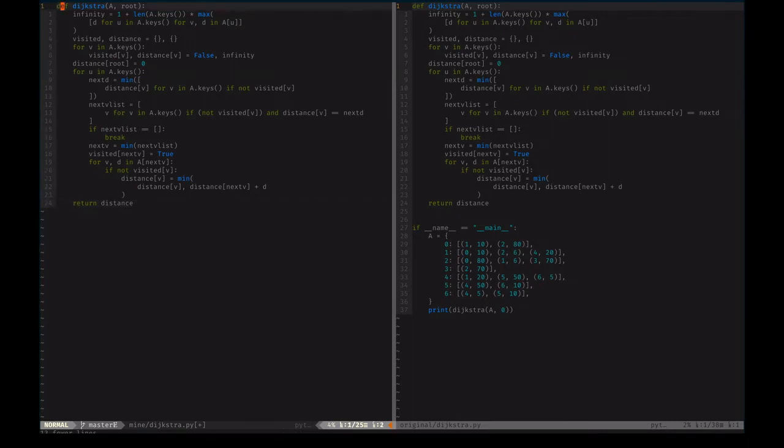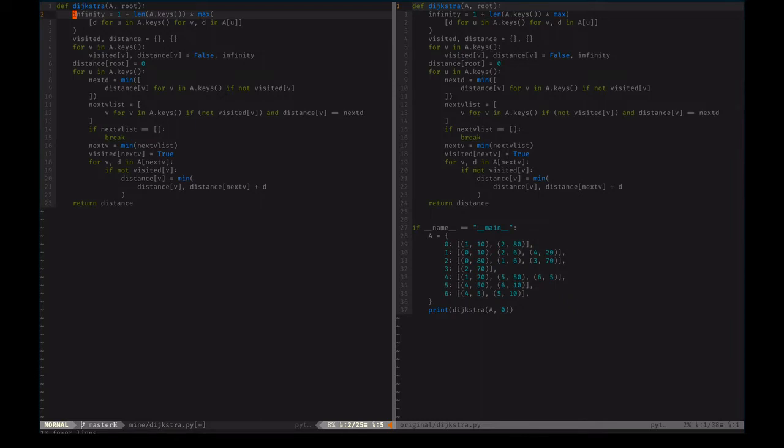Now the name of the function is perfectly fine. It takes an adjacency list A and a root from which to calculate the shortest distance to every other vertex in the adjacency matrix. Now here's the first thing that I would think is worth changing. We calculate a value of infinity. No, it's not really infinity in the number theoretical sense, but it's essentially simply a number that is greater than all of the weights that are present in the graph.